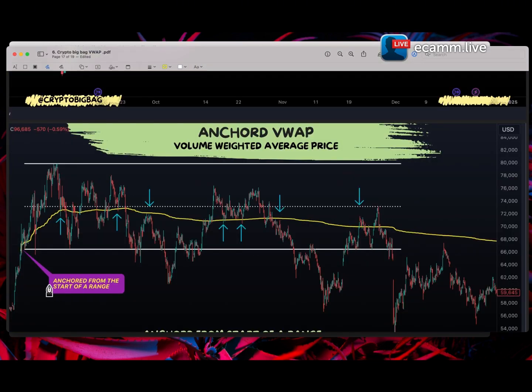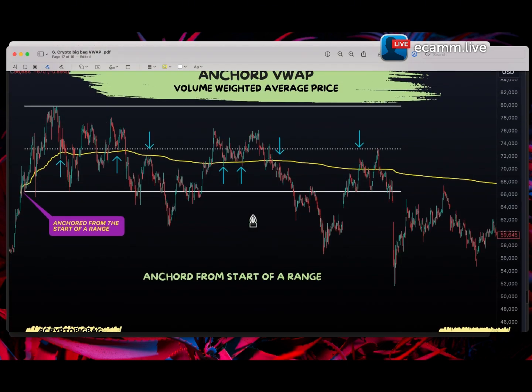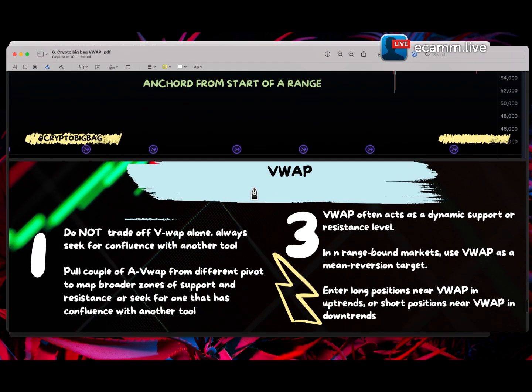You can also anchor it from the beginning of a range. You can see there is an impulsive move, and this is the beginning of the range, where the range started. You can see how they act as support and resistance within the range. It's very, very simple to use. And like I said, you don't want to trade VWAP alone. You only want to seek for confluence.